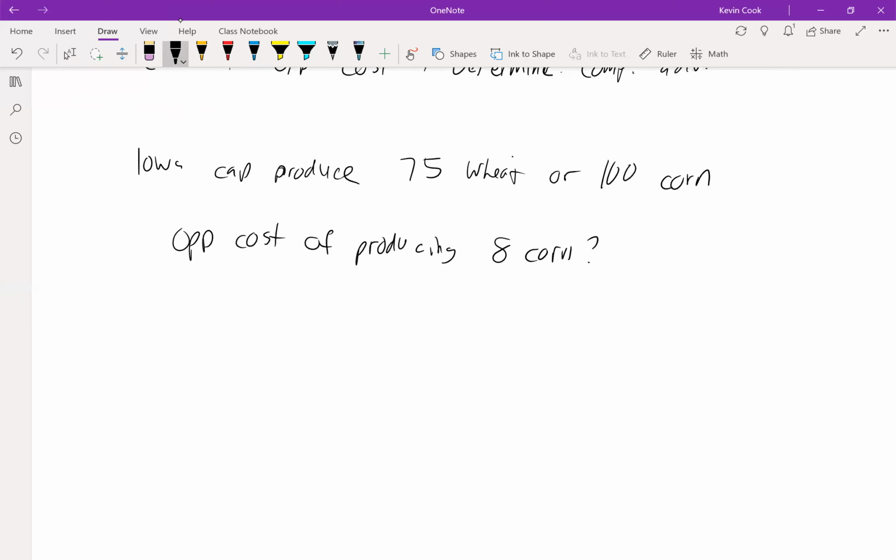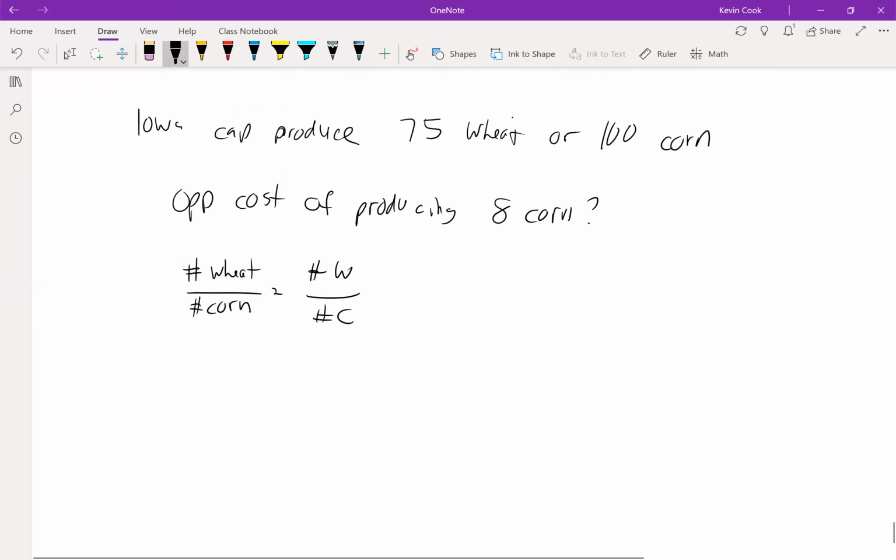The easy way that I can think of is to say the number of wheat divided by the number of corn we can produce. So our opportunity cost of corn would be right here, because this is for 1 corn. Or we can take this and multiply it by the number of corn, whatever we want to do. We can make 75 wheat or 100 corn, and this will be equal to some number of wheat divided by 8 corn.